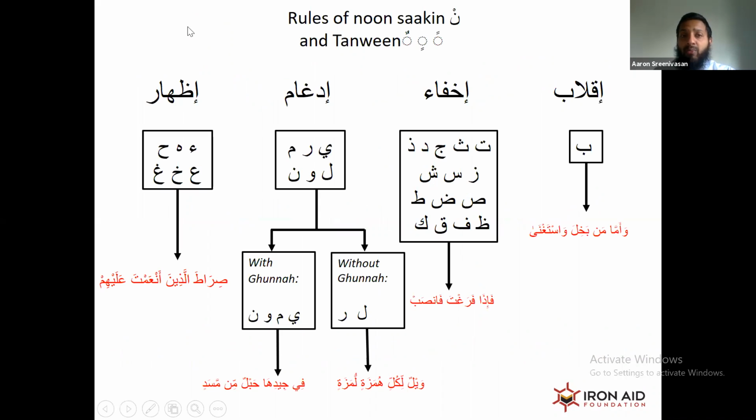For example, you have idhar, you have the letters which come under idhar, and you have the example here, for example, صراط الذين أنعمت. So you have your noon sakin here, followed by the letter ayn. And ayn is a letter of idhar, which means to make clear.